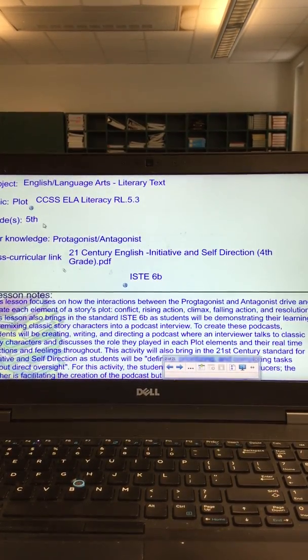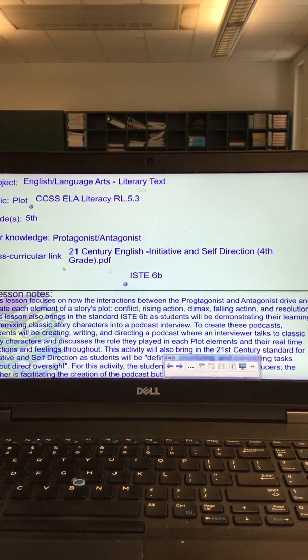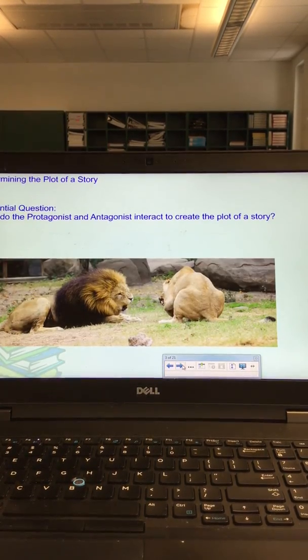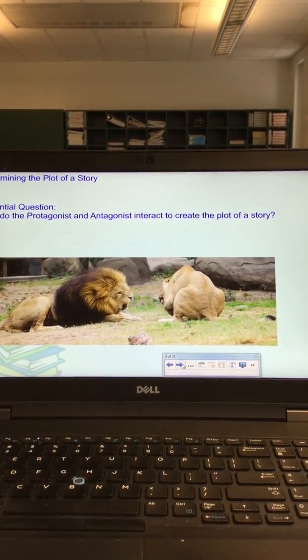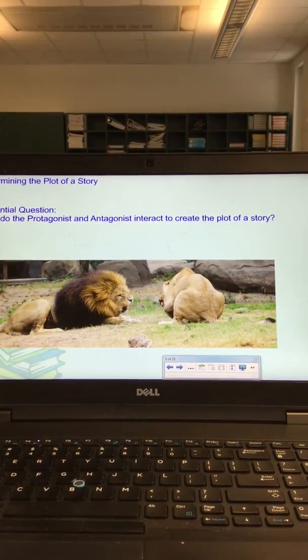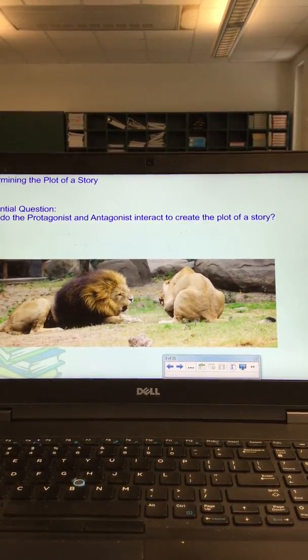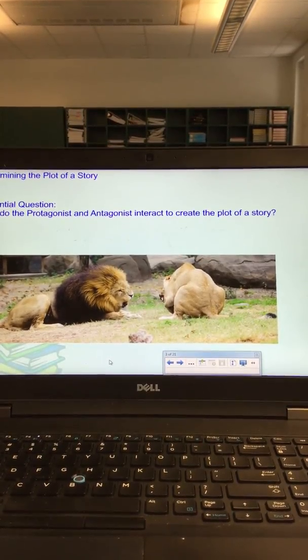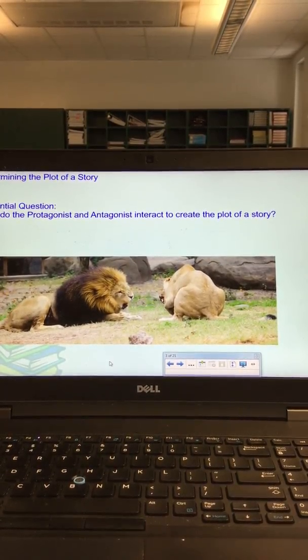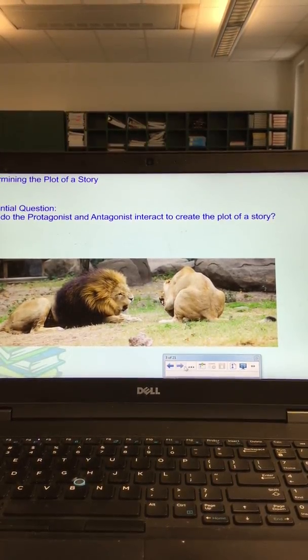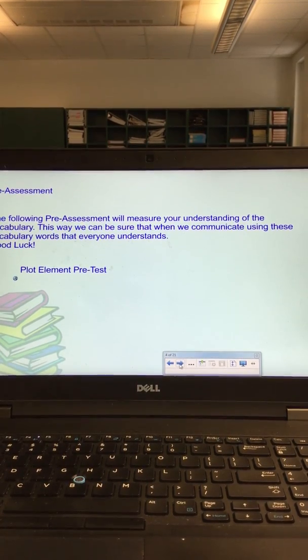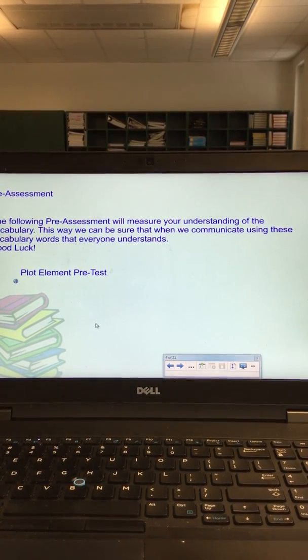This is a 5th grade lesson plan focusing in English and language arts literary text. So the lesson begins with the first essential question: how do the protagonist and antagonist interact to create the plot of the story? With the featured picture of 2 lions facing off against each other, representing the conflict that exists between the protagonist and antagonist, and how that conflict is the driving force between all parts of a plot of a story. So the first pre-assessment is just to make sure that all students understand the vocabulary used.